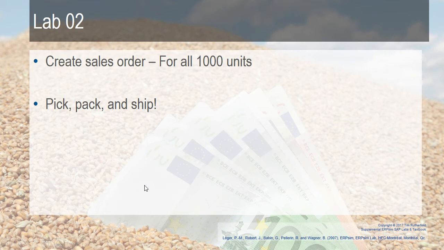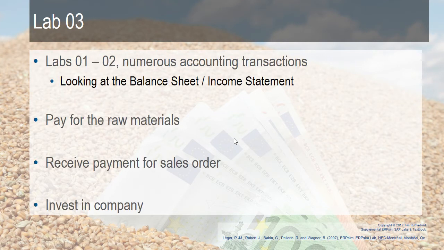Lab 2, you're going to sell everything. So you're going to create a sales order for all 1,000 units, and you're going to pick, pack, and ship. This is the full extent of lab 2, which seems very simple, but it's a lot of different transactions you have to run through. So labs 1 and 2 have a lot of accounting going on, but we're not working on those within labs 1 and 2.